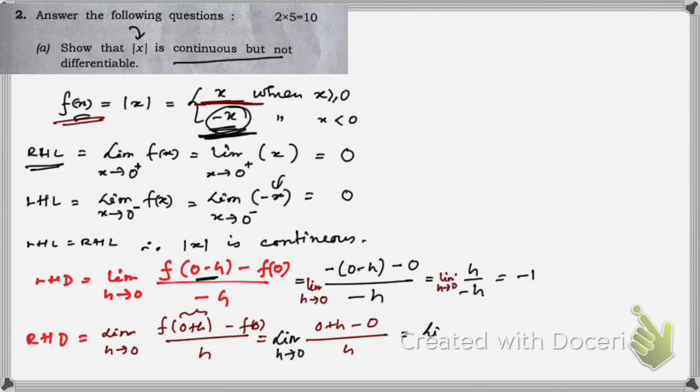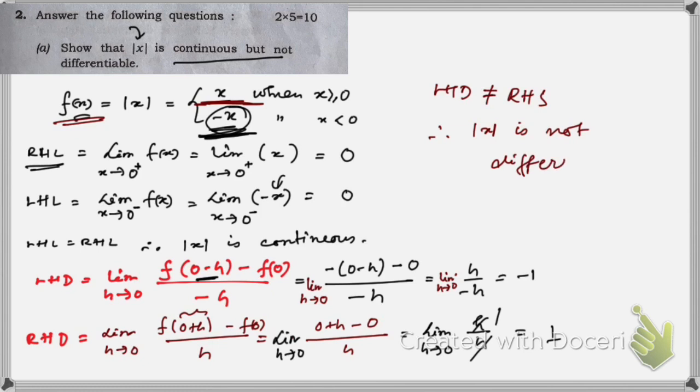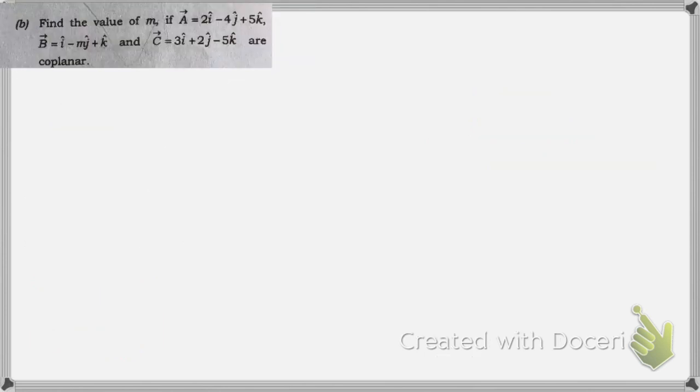So here limit h tends to 0, here we have got h by h, so here it's going to be 1, this answer is 1. So as you can see that left hand derivative is not equal to right hand derivative, so therefore this mod of x is not differentiable. So hope you have understood this. Now let's move on to the next question.